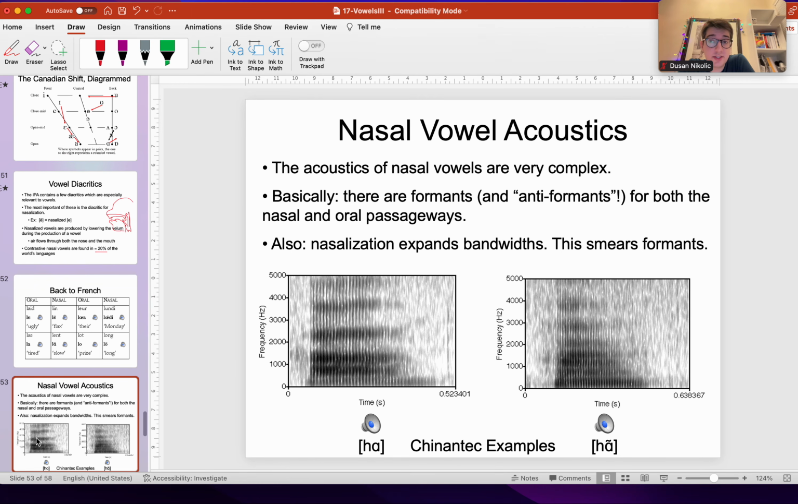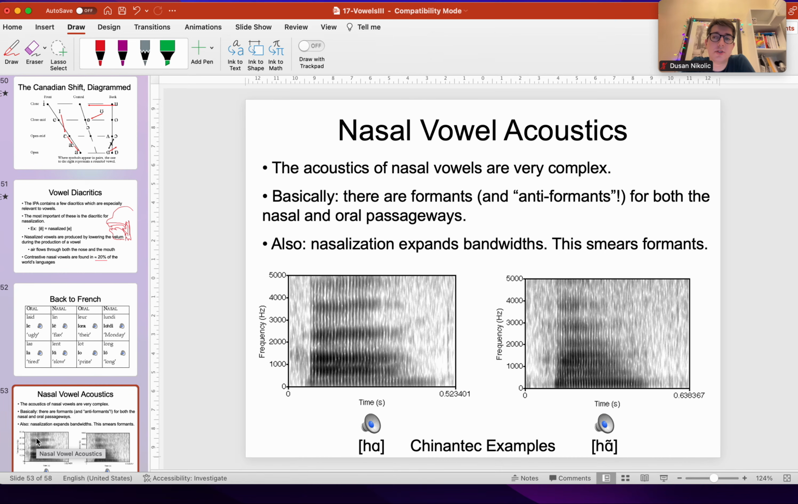Nasal vowel acoustics is very complex. The acoustics of nasals is very, very complex as well. They have something that we call antiformants, which we will talk about hopefully. Basically, there are two formants and antiformants for both the nasal and oral passageway. So the air is moving not only through your mouth, it's moving through your nose. So both of these create certain formants and antiformants. Nasalization expands bandwidth. These are like maybe the length between these two glottal pulses, but you don't have to worry about those right now.